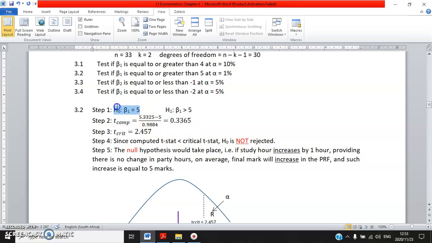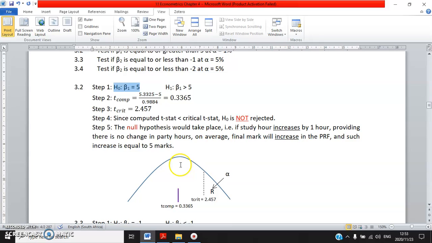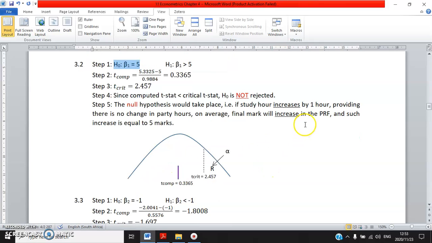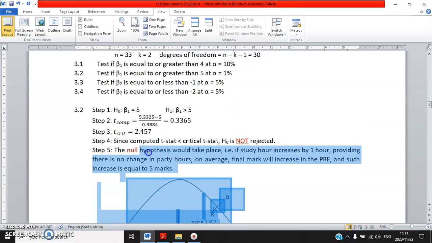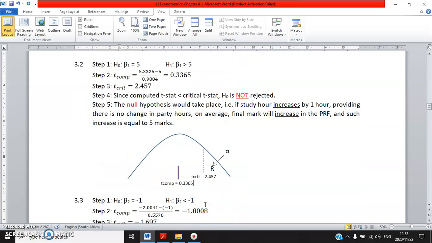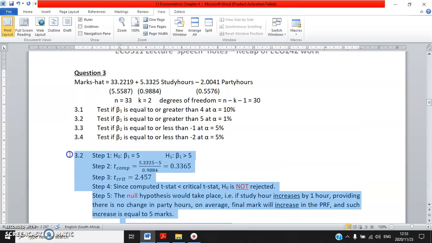Meaning from a statistical point of view, the null hypothesis would happen. Meaning if study hour increases by 1 unit or 1 hour, providing there's no change in party hours, on average final mark would increase in the PRF, and such an increase is equal to 5 units. Okay. I hope you are happy with this one. So we have done 2 questions on one-sided right-tail test.